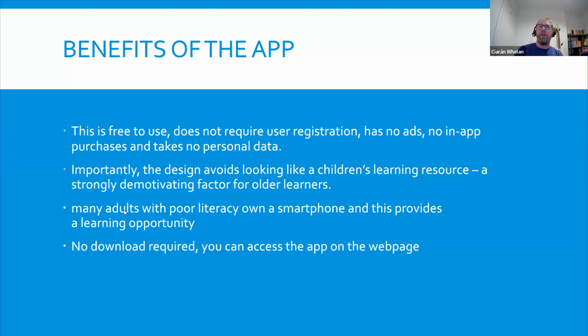Many adults with poor literacy, as I was saying, own a smartphone. This provides an extra learning opportunity. And as I was saying, there's no download required. You can just access the app on the web page, and hopefully maybe some of you have seen that already, how easy it is to go through.